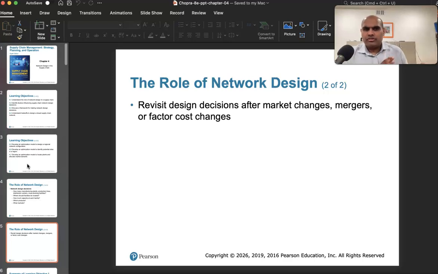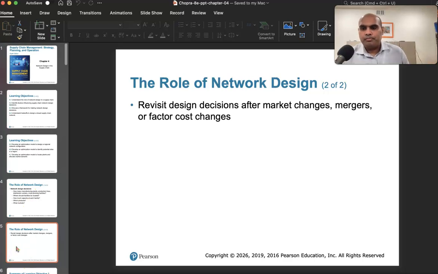We'll probably do it the next week or the week after, but we'll talk about when you have mergers, how do you merge the supply chains together? What is the optimal way of merging supply chains together, right? So that's also something that we're going to talk about, and that's another reason why you would want to design a brand new network.